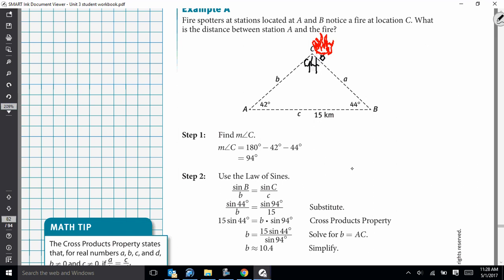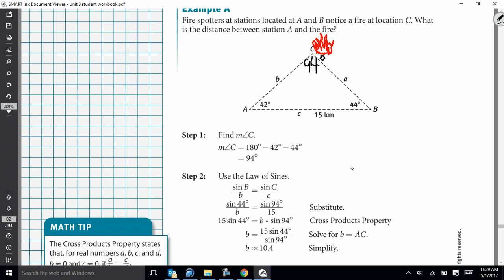So can we solve this proportion? Yes. To get B by itself, we cross multiply. So B times sine of 94 equals sine of 44 times 15. So cross multiply, and then divide both sides by sine of 94 to get B by itself. And so 15 sine 44 divided by sine of 94 is about 10.4 kilometers.